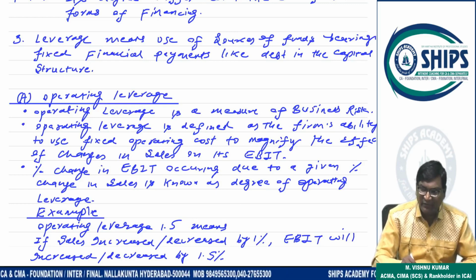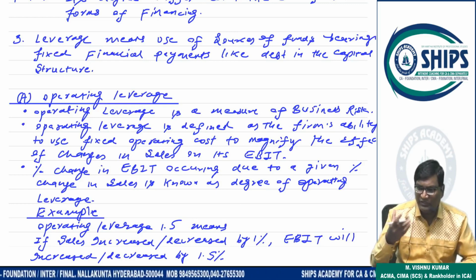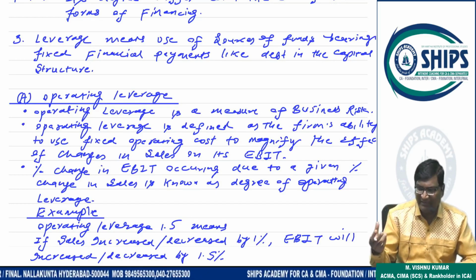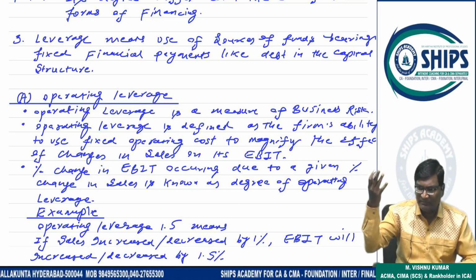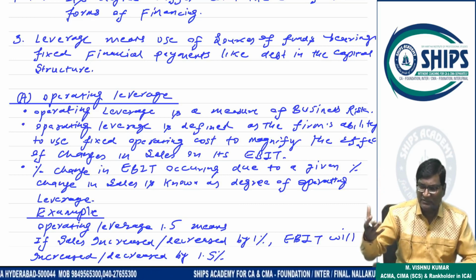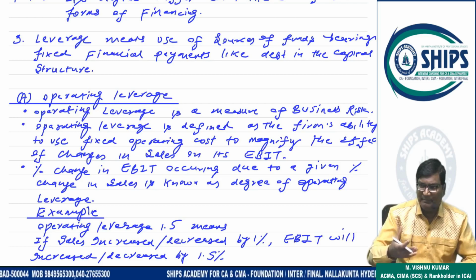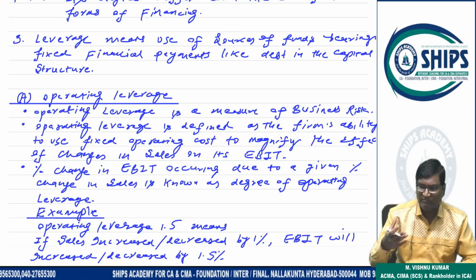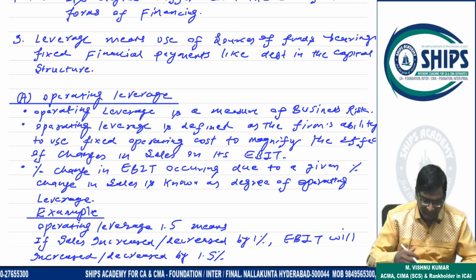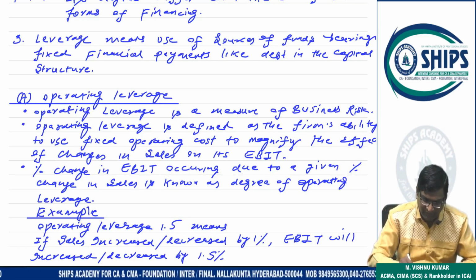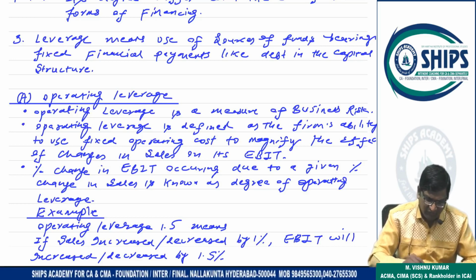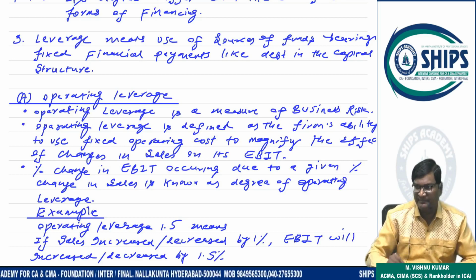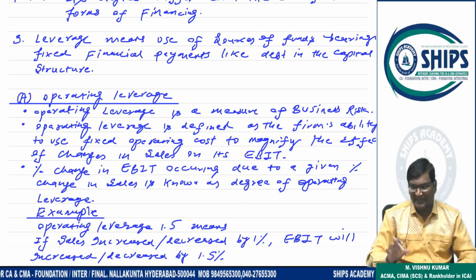Ability to use fixed operating cost means how you are using your fixed cost. If you are utilizing your fixed cost in a better way, business will grow, business will earn good returns. If you are not managing your fixed costs, you cannot expect good returns. So how to use the fixed operating cost? To magnify the effect of change in sale on its EBIT. This is explained already. Explained or not?